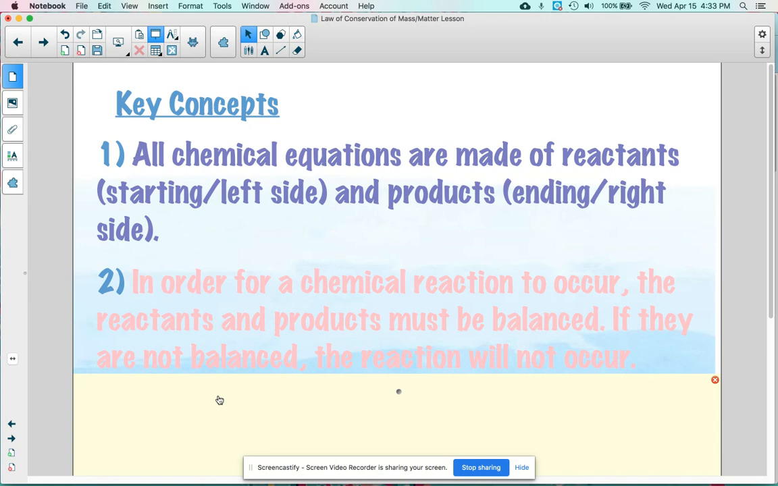The second key concept is in order for a chemical reaction to occur, the reactants and products must be balanced. If they are not balanced, the reaction will not occur. Please pause the video and write that down.